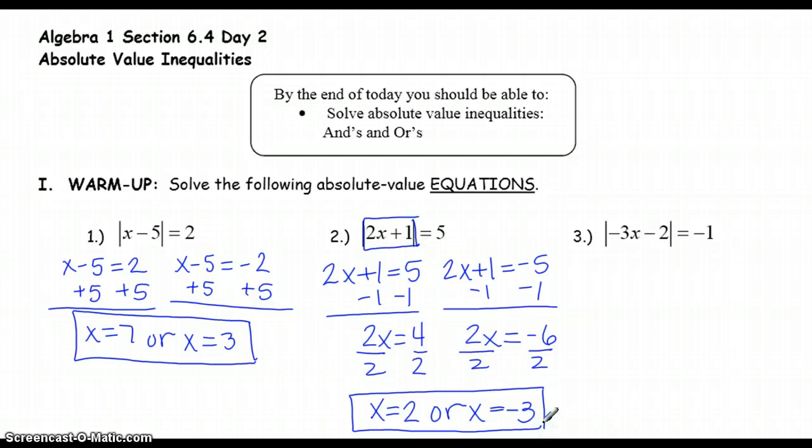Let's move on to problem number 3. Notice that in this problem, our absolute value equals a negative number. Absolute values will never equal negative numbers. So this problem has no solution.